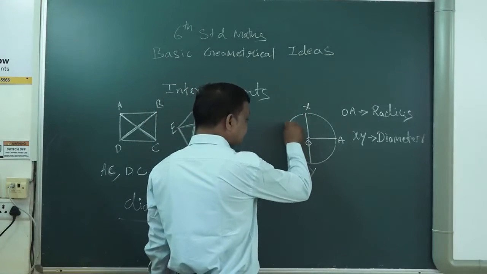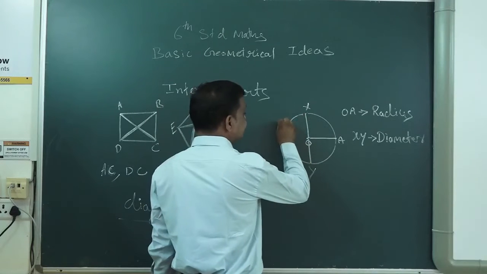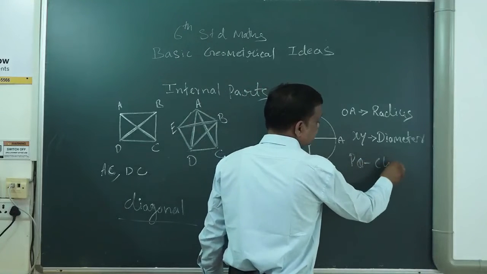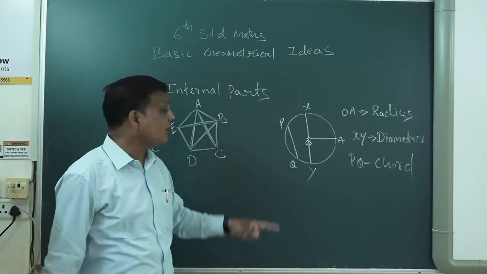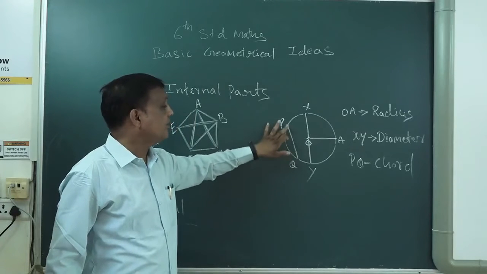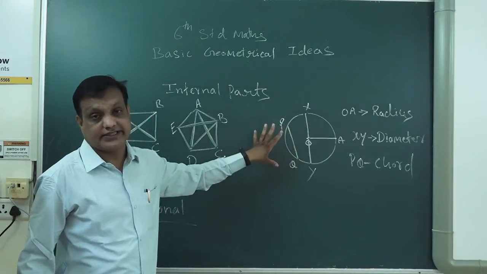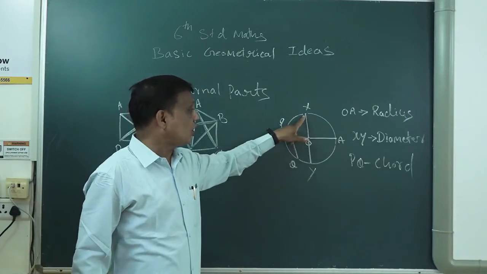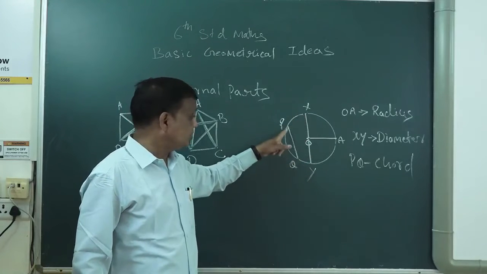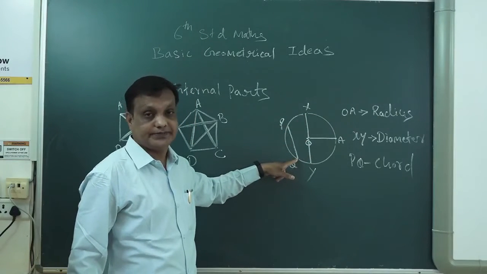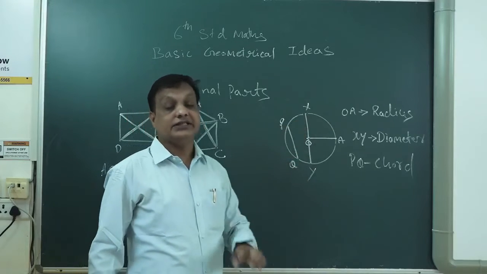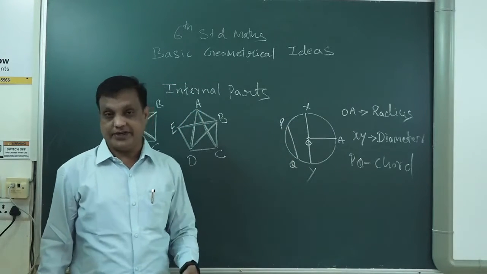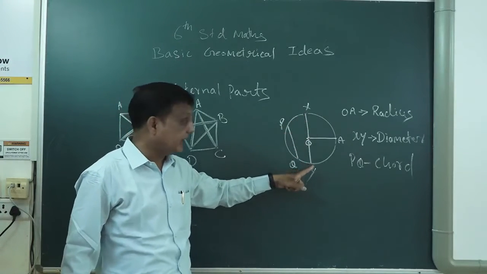Chord means what? A line which is not in a center but connect two end points on a circle. This is also chord. The biggest chord of the circle is what? Diameter. This is also chord but it is not a diameter. XY is a diameter, also it is a chord. So the biggest chord in a circle is what? Diameter. So this you can say chord also, but the name is given diameter.